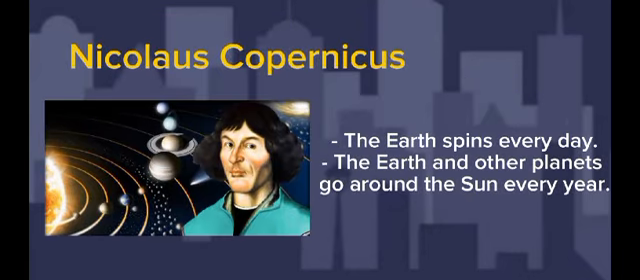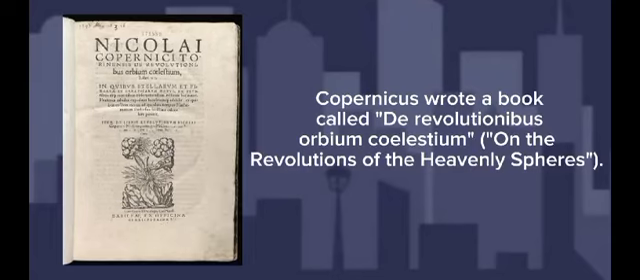So, the Earth spins every day. The Earth and the other planets go around the sun every year. And the stars look fixed because they are very far away. So that is how he developed the idea, by studying, calculating, and offering a simpler sun-centered model that made more sense than the old one. So, what is the story behind it?